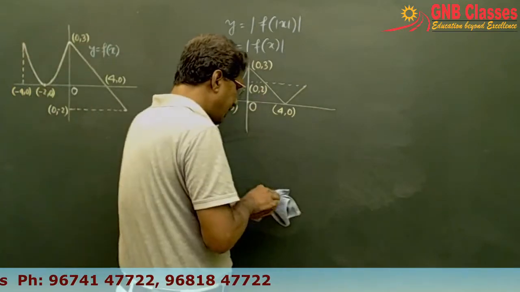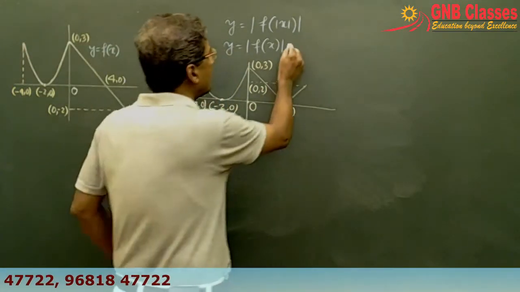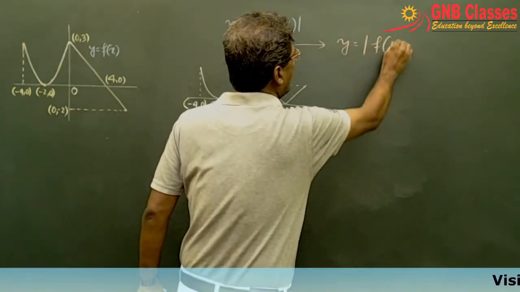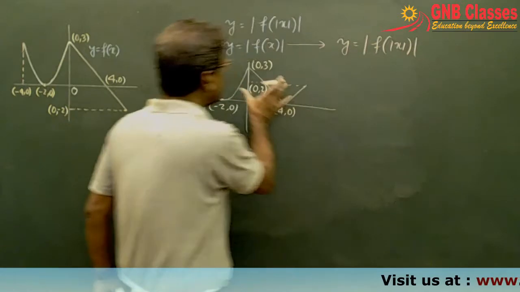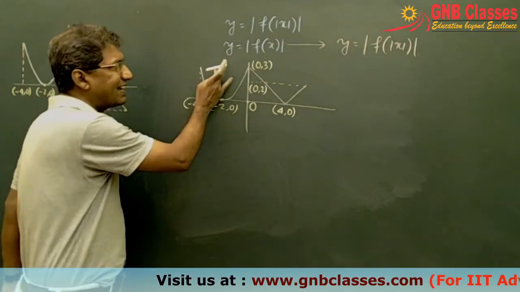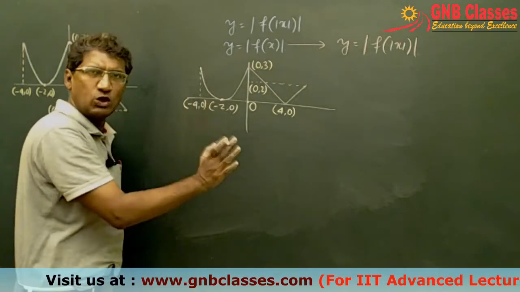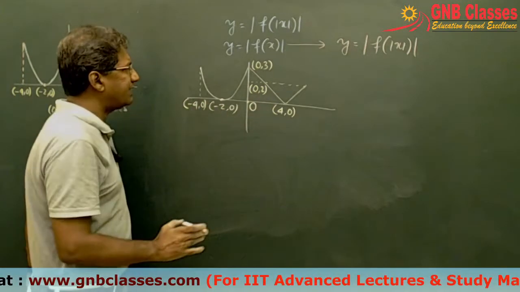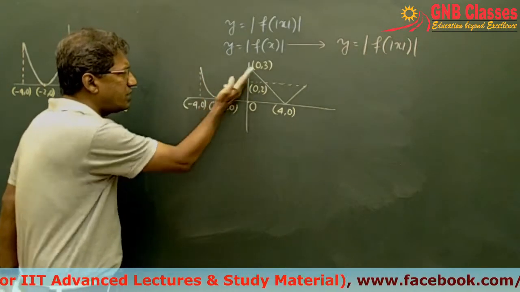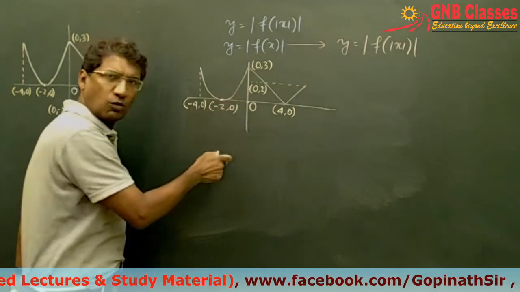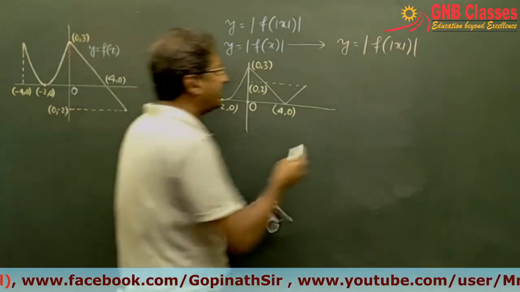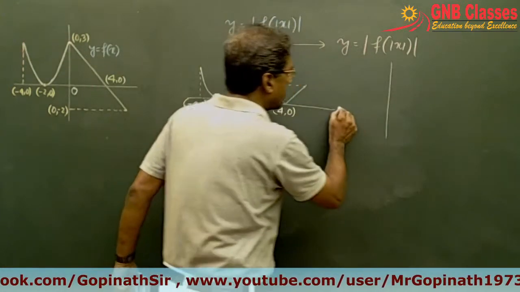Now what we are doing? We are transforming this to y equals mod of f of mod of x. That is, after drawing this graph, all you will do is remove the portion which is in the second and third quadrant. In the third quadrant there is no portion, so no need of rubbing anything. You have to just rub the portion which is in the second quadrant and then put a mirror on the y-axis, take its reflection. So the transformed graph will look something like this.